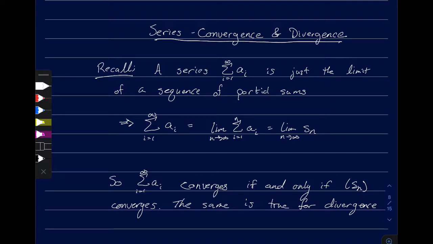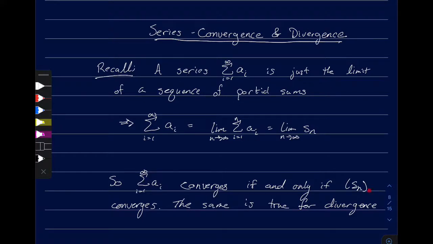Hi, in this video we're going to be talking about the convergence and divergence of series. So let's start by remembering that a series, the sum from 1 to infinity of a_i, is just the limit of a sequence of partial sums, here S_n. So the sum from 1 to infinity of a_i is equal to the limit of the sum from 1 to n of a_i, which is equal to the limit as n goes to infinity of the sequence S_n of partial sums.